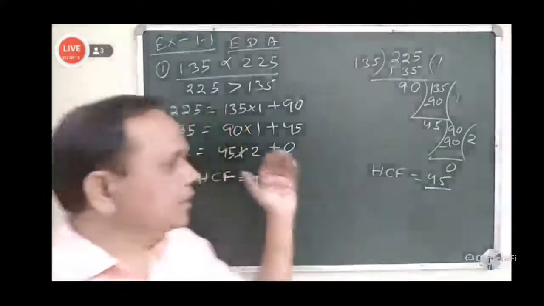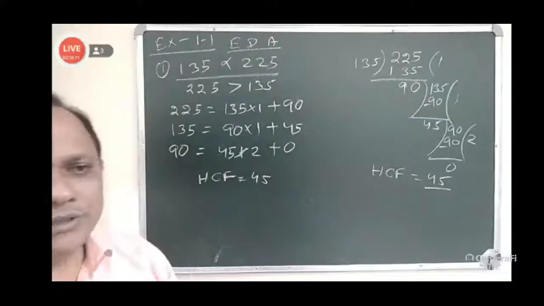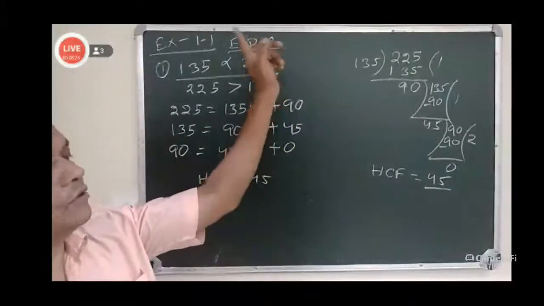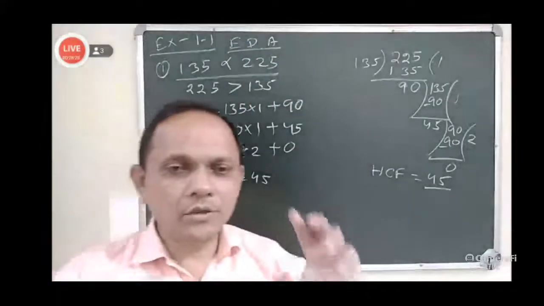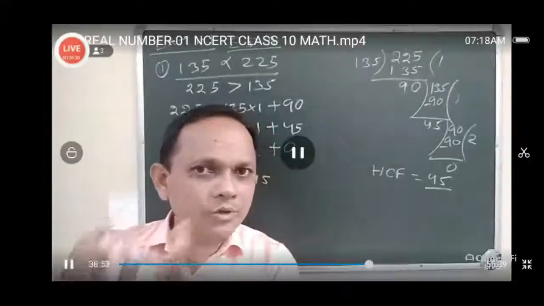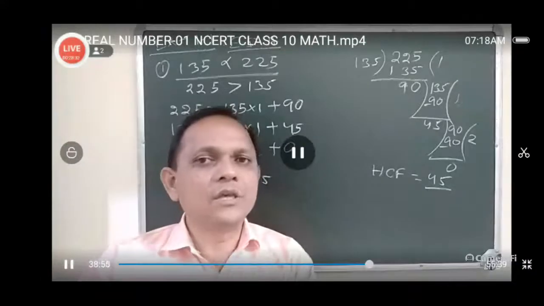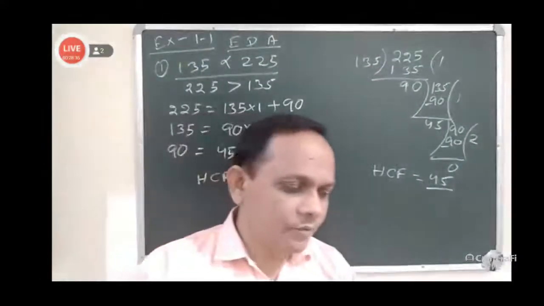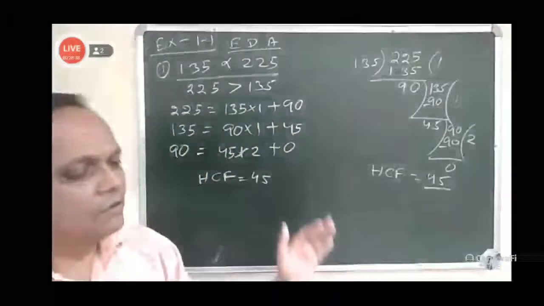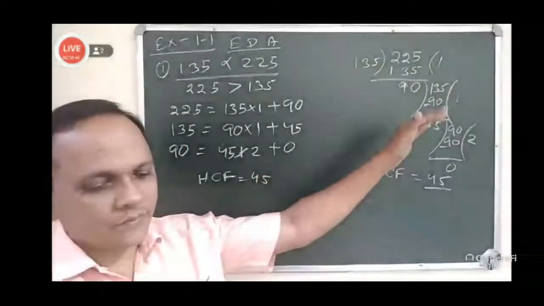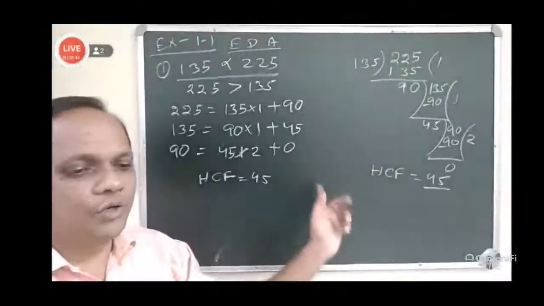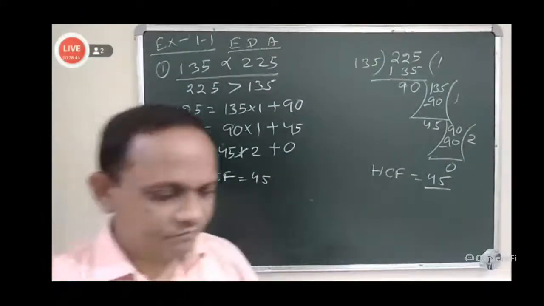In this way, we can find the HCF of any two numbers using this Euclid division algorithm. And there is one more thing, the Euclid division lemma. A lemma is a proven statement that is used to prove other statements. We use the lemma to prove the algorithm.